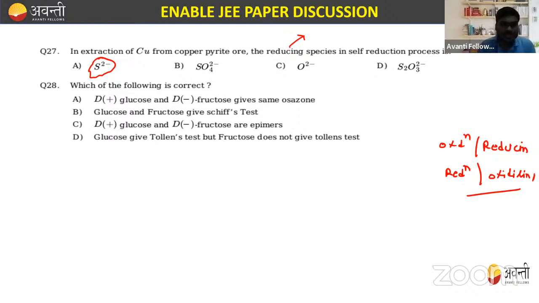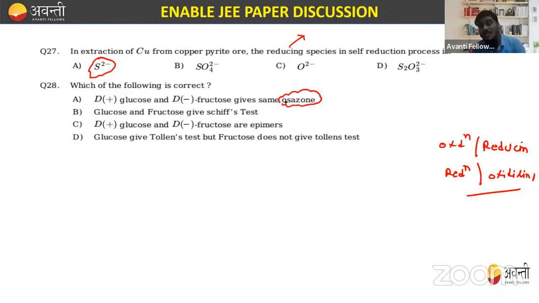Now, the next question is: which of the following is correct? Option A: D-glucose and D-fructose give the same osazone. Glucose and fructose give the Seliwanoff test. D-glucose and D-fructose are epimers? No, they are not epimers. Glucose gives the Tollens test, but fructose does not give the Tollens test. This is also not correct. So which of the following is correct? Whether A or B, glucose and fructose give the Seliwanoff test? No. So the correct option is A. What is osazone?